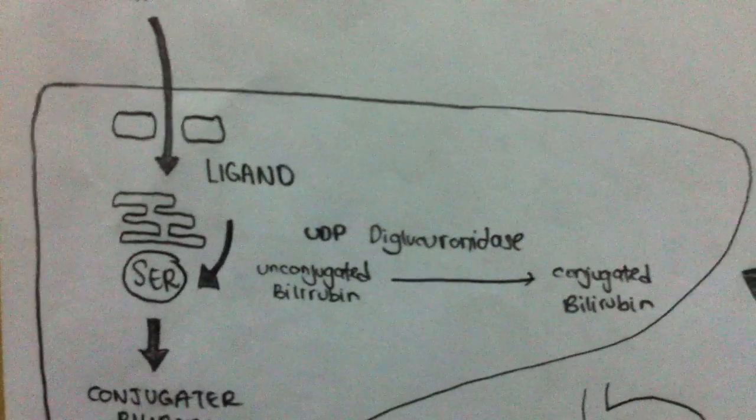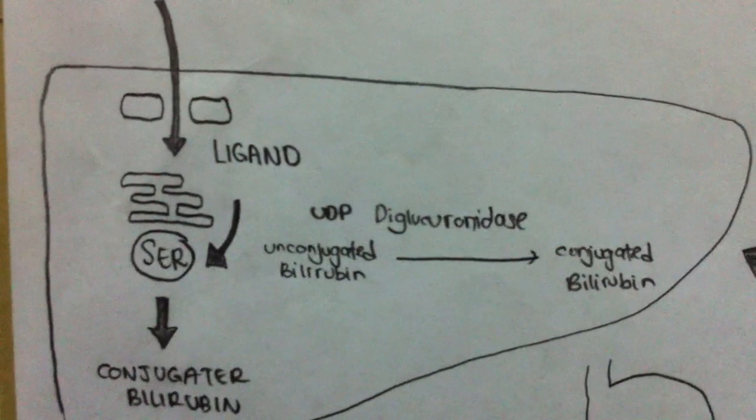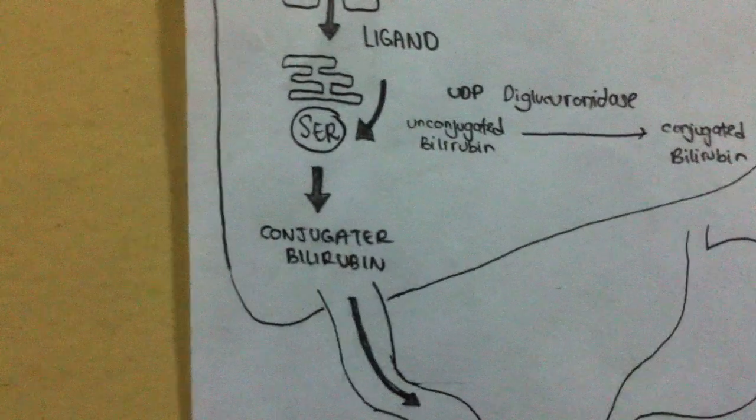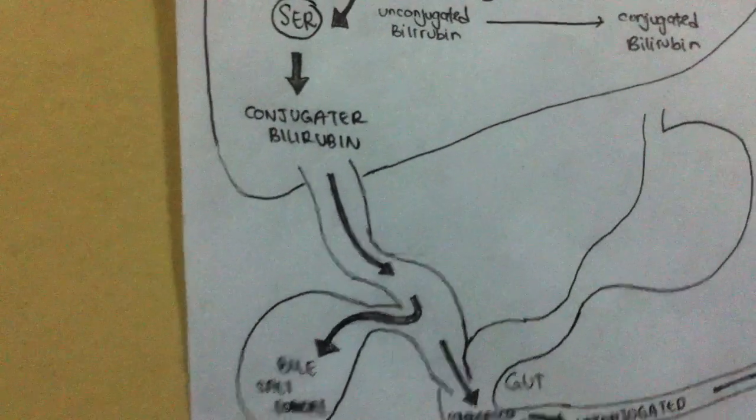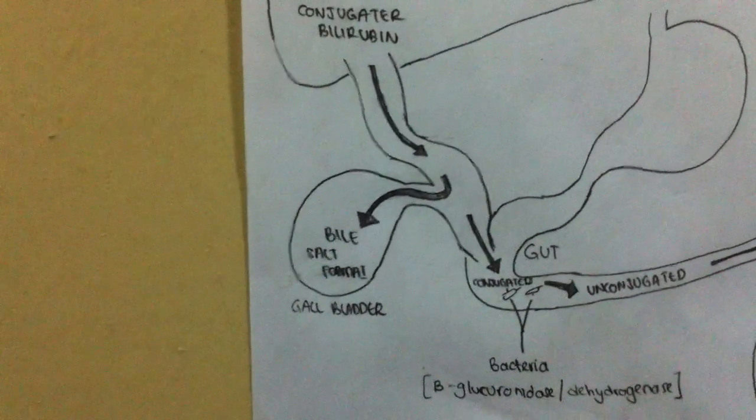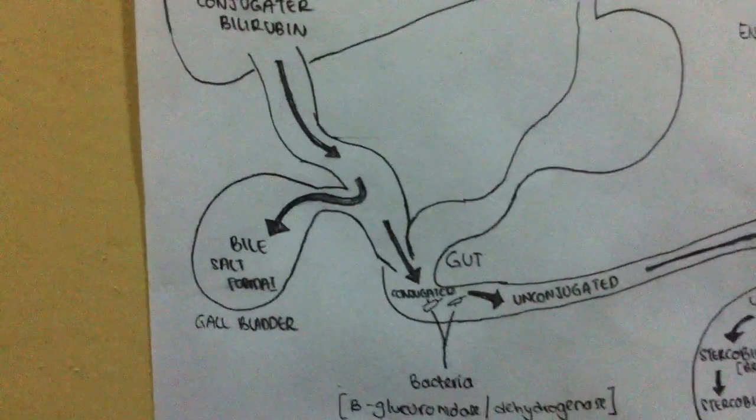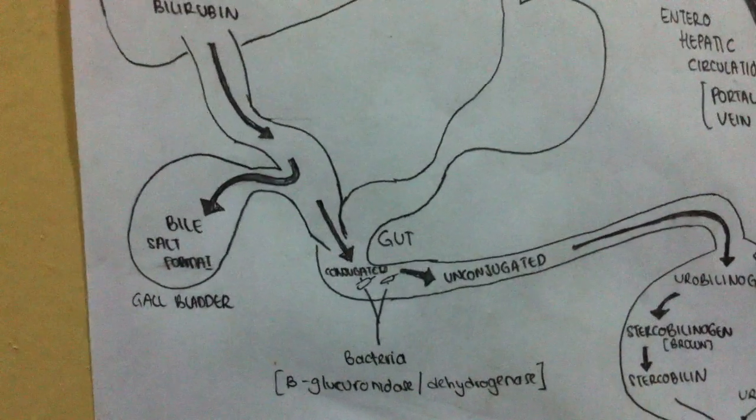This is due to the presence of the UDP glucuronosyltransferase enzyme. So the conjugated bilirubin will then move along the hepatic duct, and some of it will go to the gallbladder, mainly for bile salt formation through the cystic duct, and most of it will proceed to the second part of the duodenum through the common bile duct.